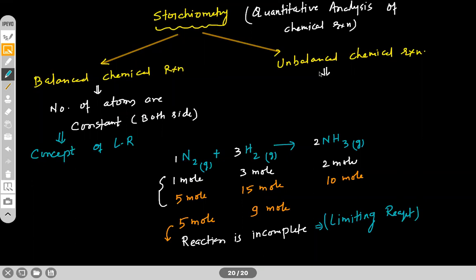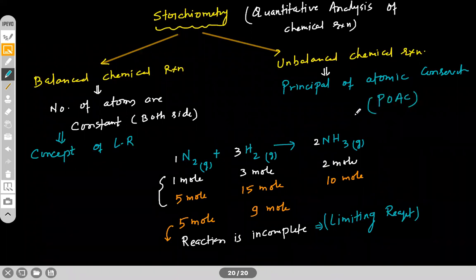When a balanced reaction is not given, then we use the principle of atomic conservation, POAC in short, to solve the question. POAC is used when an unbalanced chemical reaction is there and we are not able to balance it. The concept of limiting reagent is used when a balanced chemical reaction is there. If the balanced chemical reaction is not there, but the reaction is given and we can balance it easily, then you can directly apply the concept of limiting reagent.